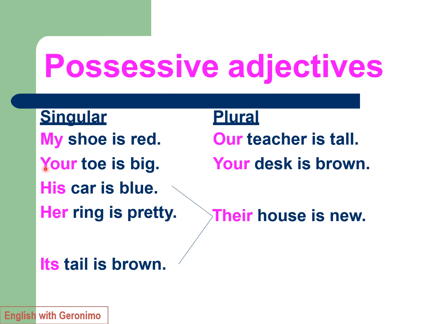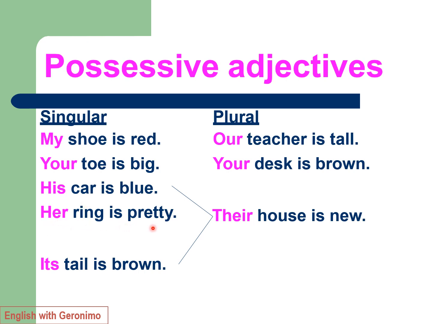Now singular: My shoe is red. So here the possessive adjective is my, which is describing the shoe. Next, number 2, your toe is big. Now your here is our possessive adjective, which describes the toe. Next, his car is blue. So his is our possessive adjective, which describes the car.